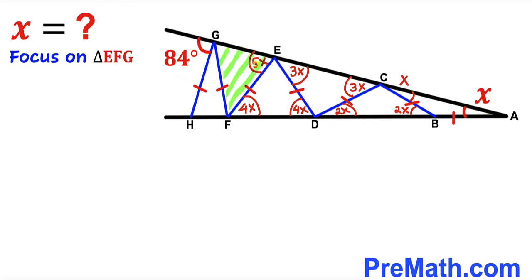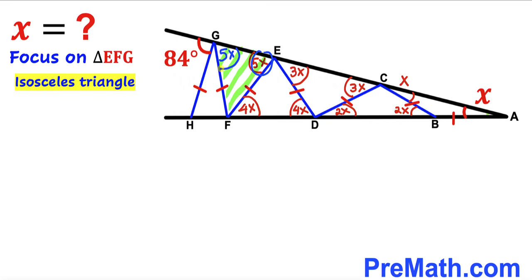And here's our next step. Now we are going to focus on this another triangle EFG. We can see that this is an isosceles triangle as well, since this side length equals this side length. Since this is an isosceles triangle, this angle has got to be congruent to this angle. If this angle is 5x, then this angle has got to be 5x as well.